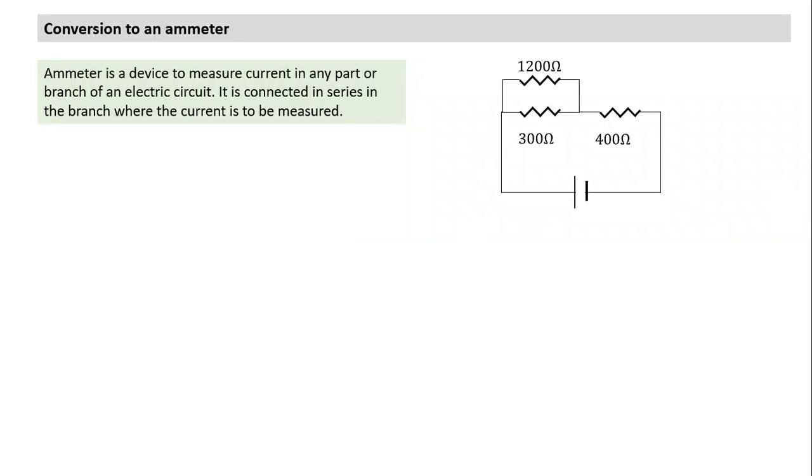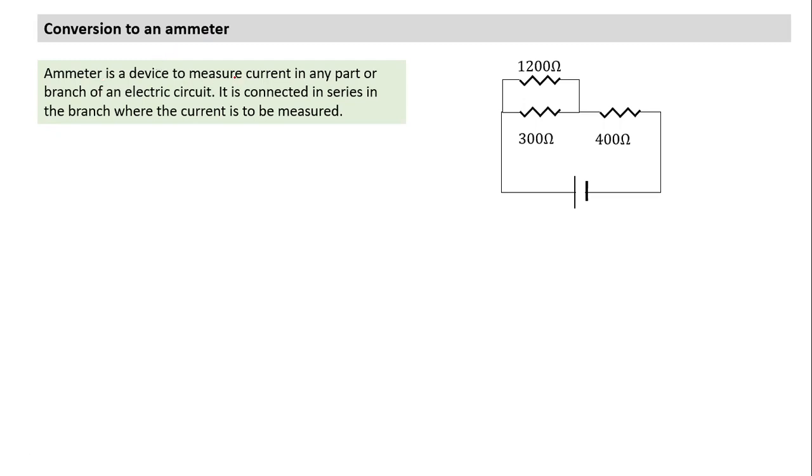Let's look at the issue we have come across. Yes, it is very sensitive, but ammeter is a device. So what do we do, how do we convert a galvanometer into an actual working ammeter? If it has to work as an ammeter, its range should be equal to or more than the current we wish to measure.